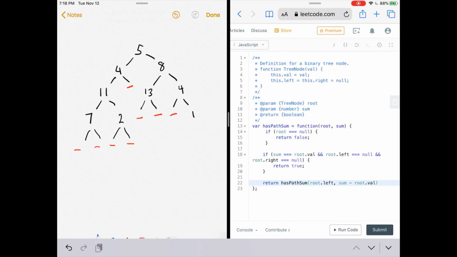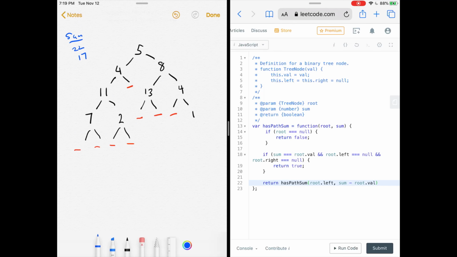So this is the example that was given in the description. So sum is supposed to be 22. We started out with 5. So when we say sum minus root.val, we're saying take the sum, which is 22, and subtract 5 from it, which would give us 17. And now what we're passing down recursively is the binary tree starting with this. That's what we mean by root.left.